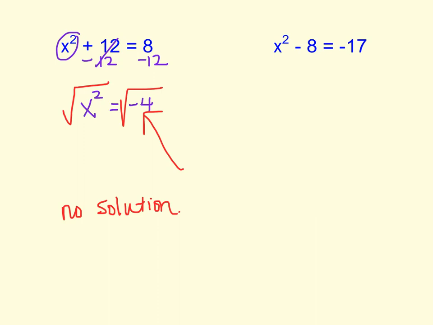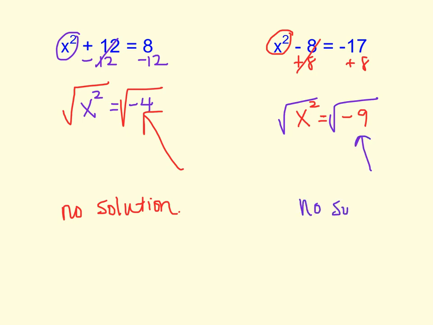All right, let's do another one. Solving, let's get the x squared alone. So we're going to add 8. x squared equals negative 17 plus 8, which is a negative 9. And then we go to square root and we say, oh, can't square root a negative 9, so no solution.